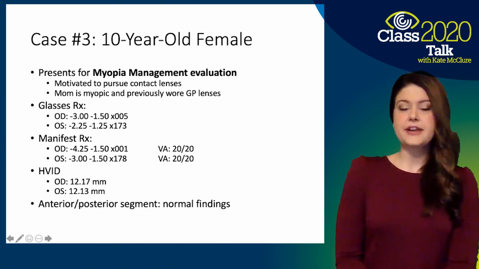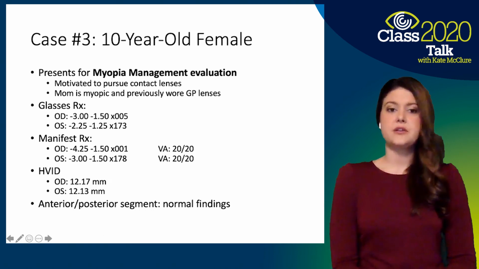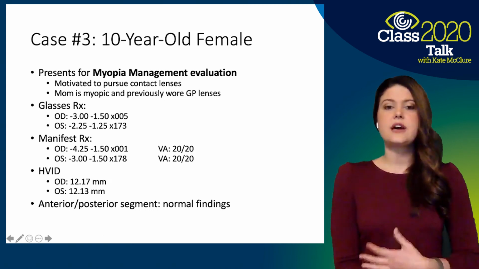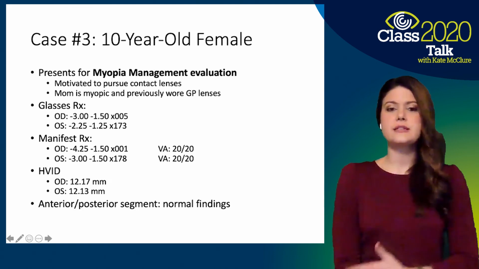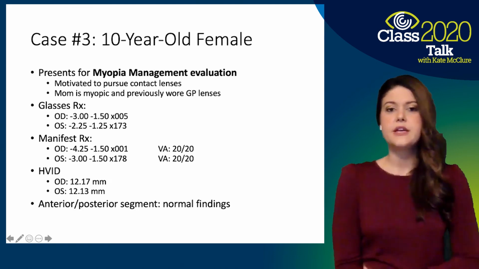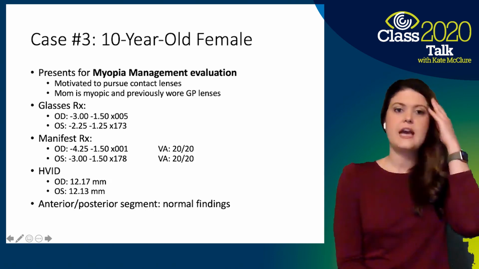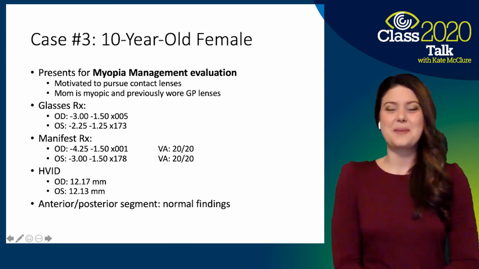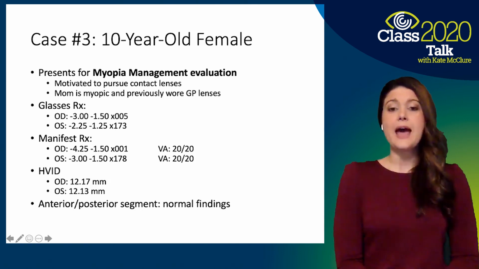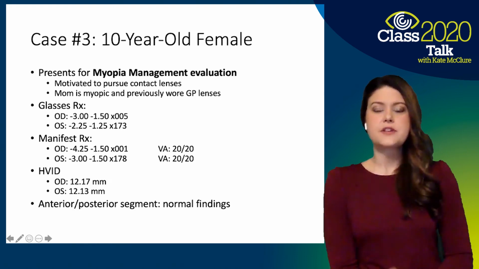Now I have another astigmatic patient we're going to look at. Here I have a 10-year-old female. She also comes to me for myopia management evaluation. However, she is an established patient to my practice, so I have a full refractive history and health history for this patient. She is motivated to pursue contact lenses, and she's really excited about that thought. Now, mom is myopic and previously wore gas perm lenses, and that's of interest.